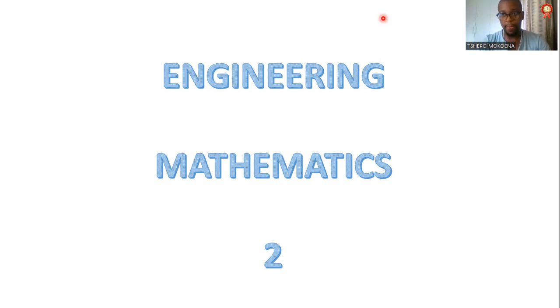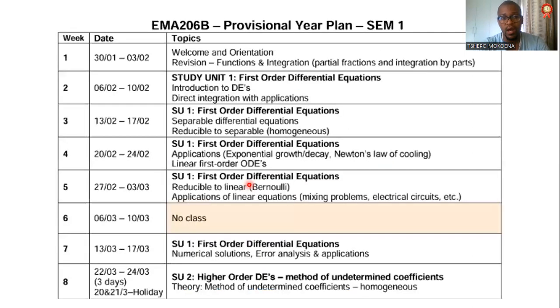So let us start with the year plan, okay? We have the year plan that we're going to use. Engineering Mathematics 2B has a provisional year plan for semester number 1. Hopefully nothing has changed, because this material was used last year. The dates most probably could not be accurate for this year, so we're not going to focus on the dates, but rather on the topics we are going to talk about. You can also refer to the weeks as we talk about the topics, but the dates might change as well.